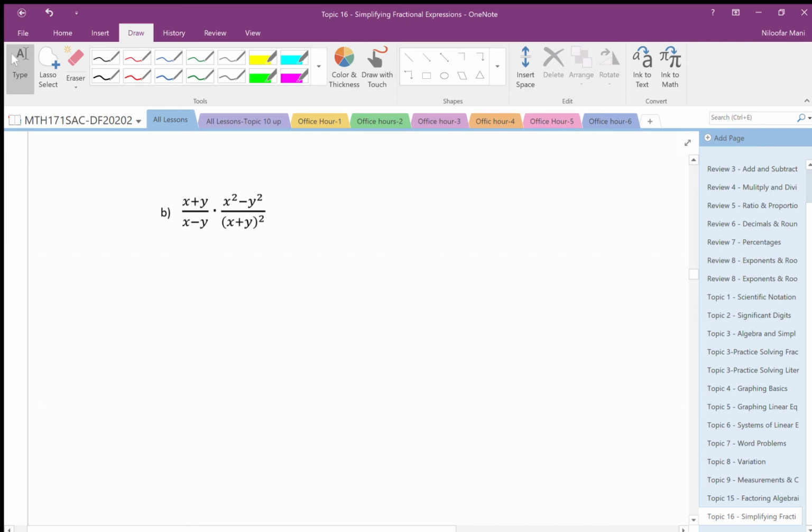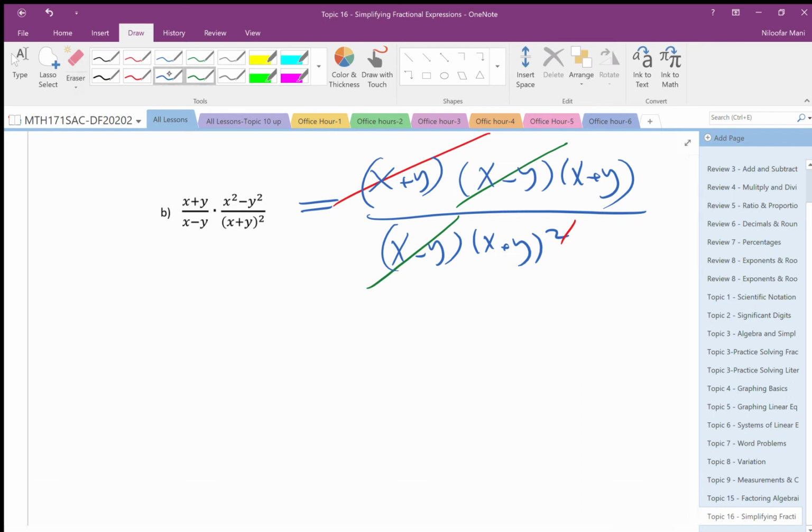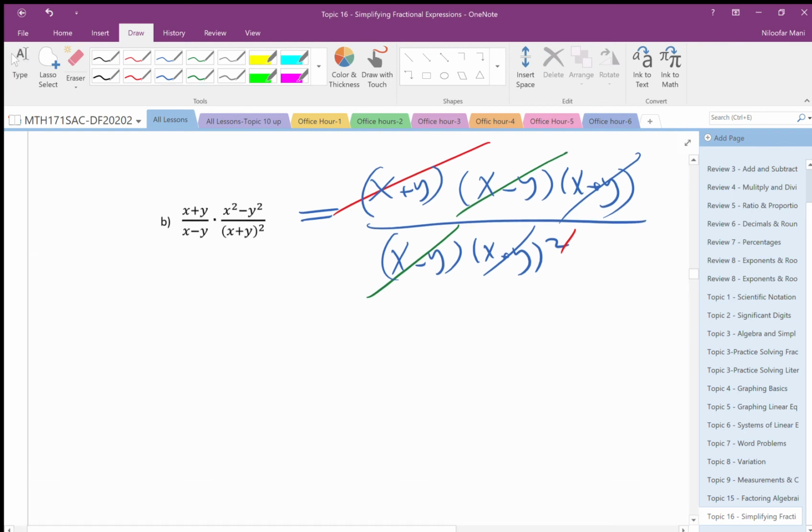How about here? Oh, nice, I can factor. It's x plus y times x minus y times x plus y, because a difference of squares. x minus y times x plus y, squared. Can I cancel this and that? Yes, and then I can cancel that one as well. I need to change the color, otherwise you don't see which one I cancel. So done. What is the result then? The result is 1.